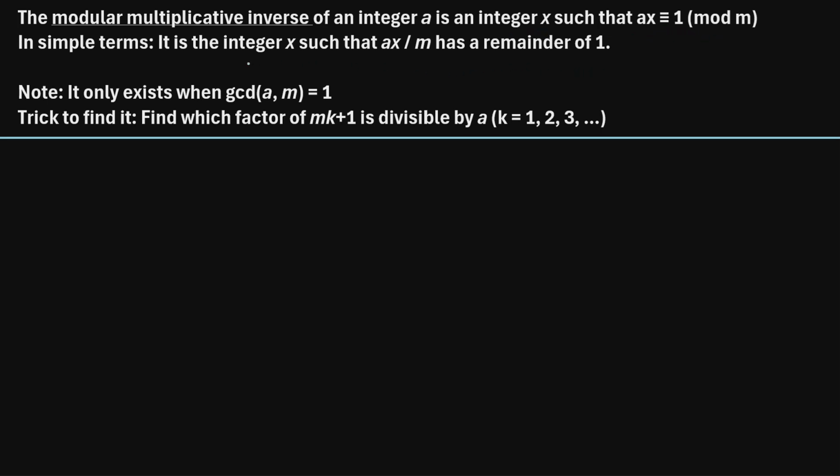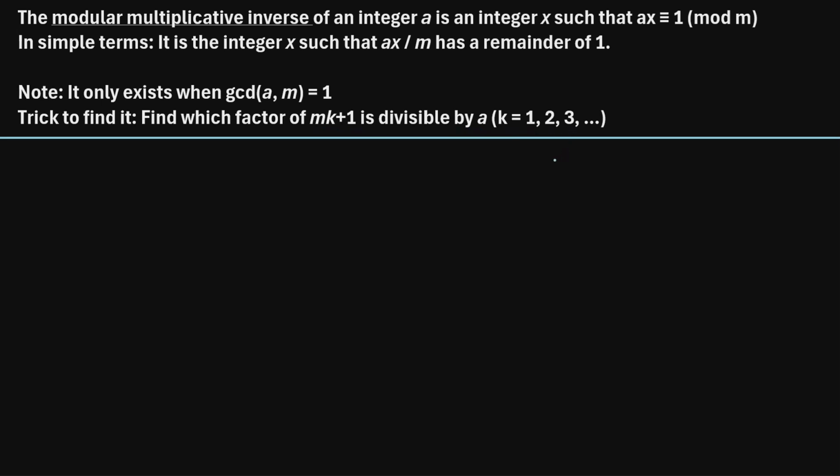Now, a way to say that in simpler terms is it's just the integer x such that when we do a times x divided by m, we have a remainder of 1. Now, it's worth noting that the modular multiplicative inverse only exists when the greatest common divisor between a and m is equal to 1. And here's the trick that we can actually use to find the modular multiplicative inverse. Just find which factor of m times k plus 1 is divisible by a, where k is just the integers 1, 2, 3, and so on.